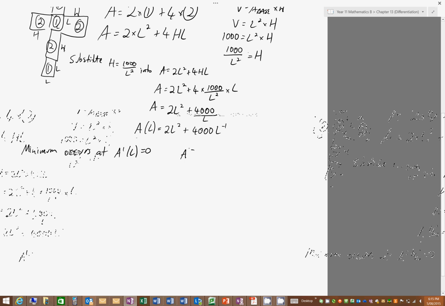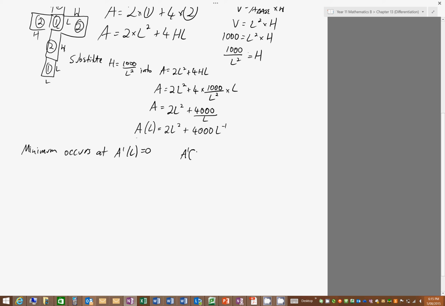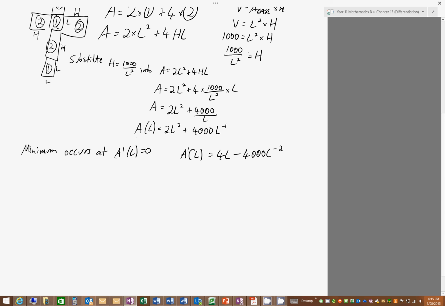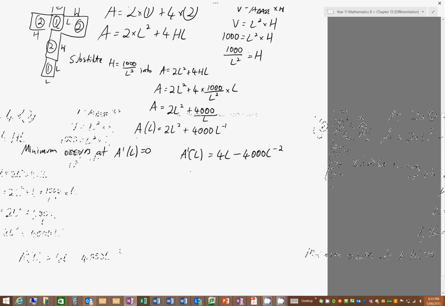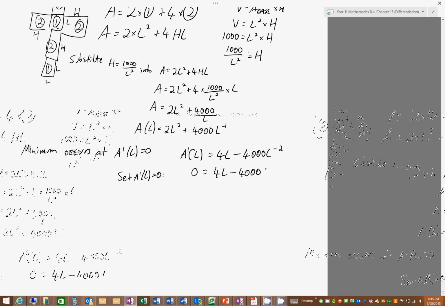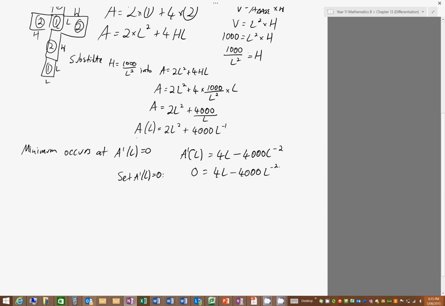Okay, so I need to find A dash of L. Okay, so 4L minus 4000 L minus 2, and then set A dash of L equal to 0. Okay, 4L minus 4000 L minus 2 equals 0. So I need to solve this one.